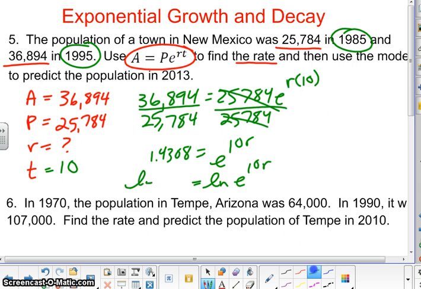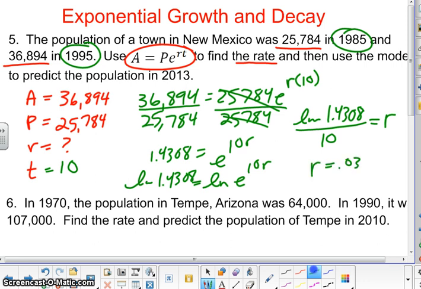Then you're going to divide both sides by 10. So you have natural log of 1.4308 divided by 10 equals R. I'm starting to skip a little step, so make sure you're looking back at your old notes. Once you find R, it's going to be 0.0358.